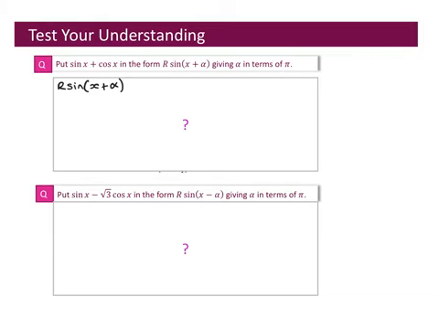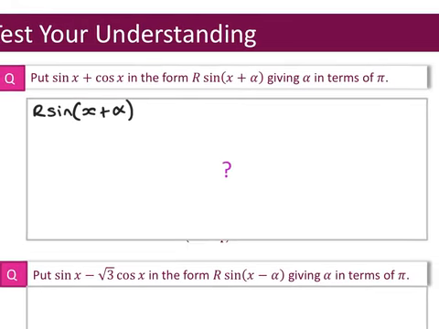So we know that r sine of x plus alpha, using the addition formula, is going to be r sine x cos alpha, remember because this is your a and b, and then it's plus r cos x sine alpha. I've multiplied both terms by r because it's multiplied by r here.